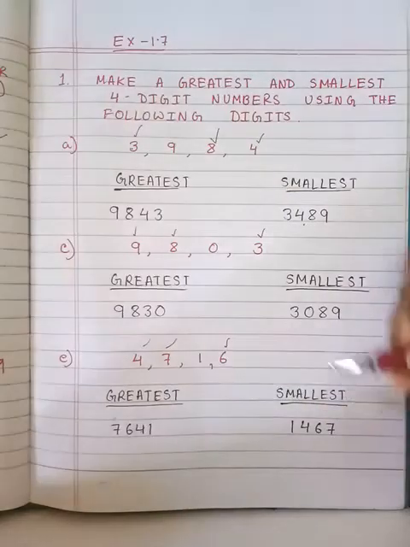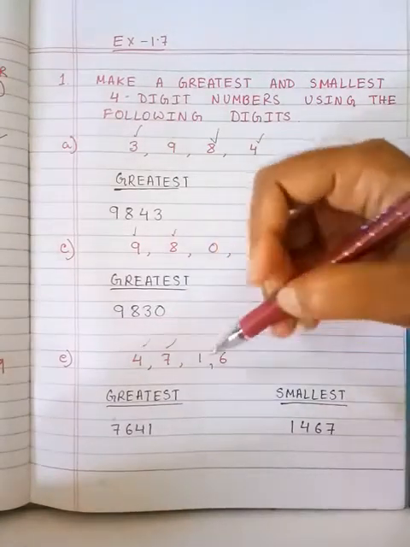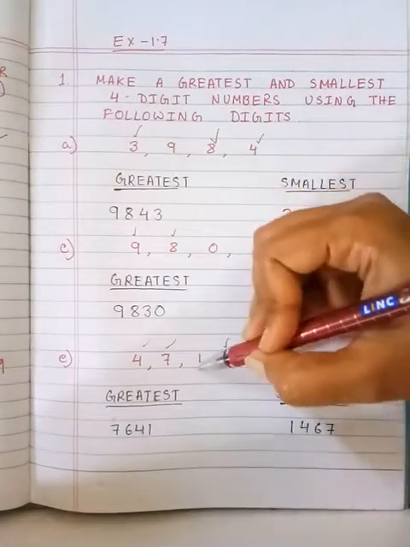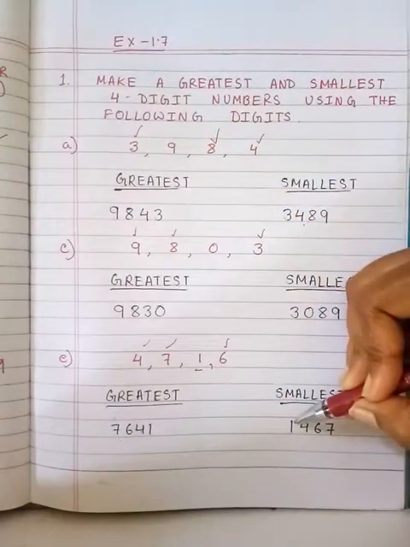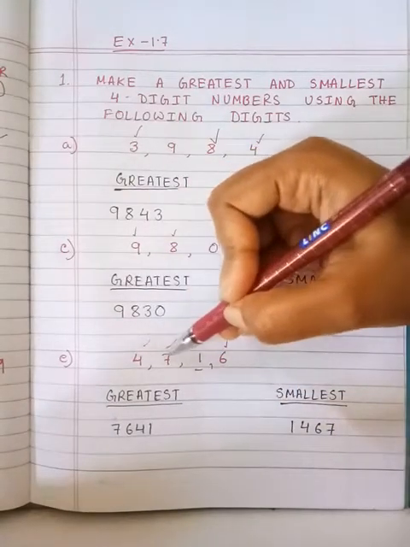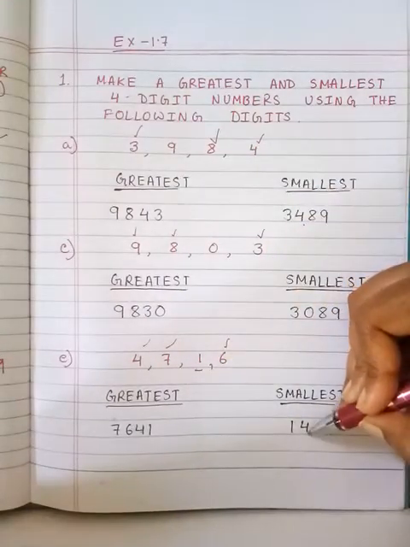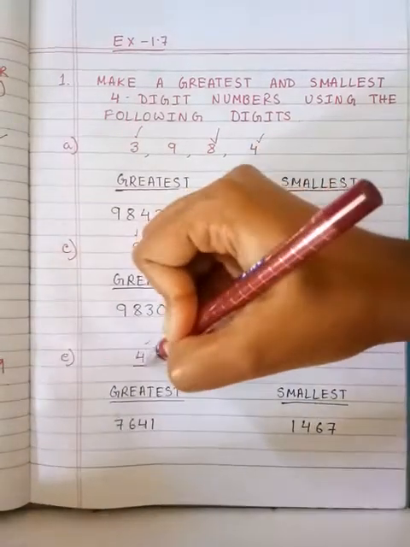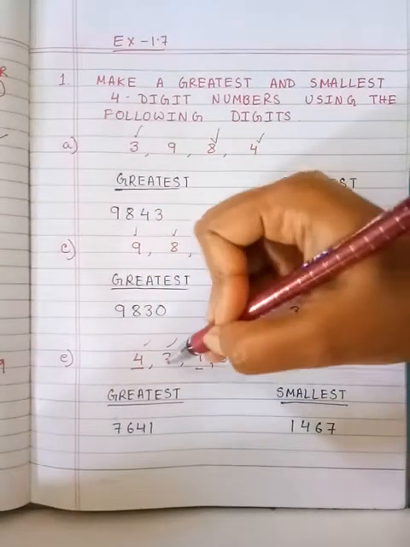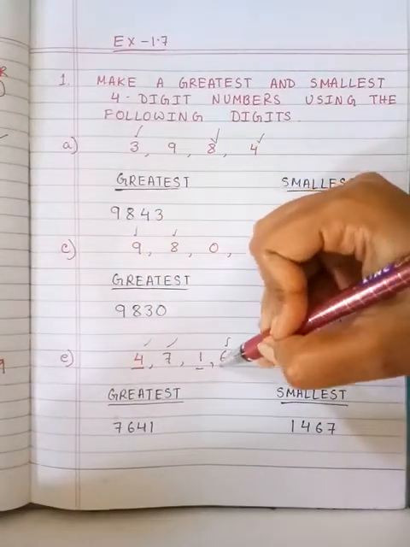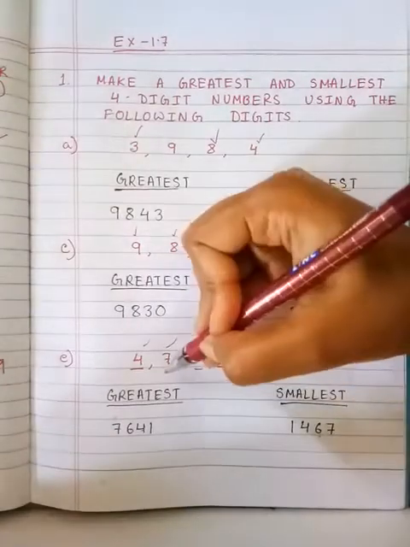And for the smallest one, among these numbers, which is smallest? 1. First write down 1. Then among 4, 7 and 6, which is smallest? 4. Write down 4. Between 6 and 7, which is smallest? 6. Write down 6. After that 7.